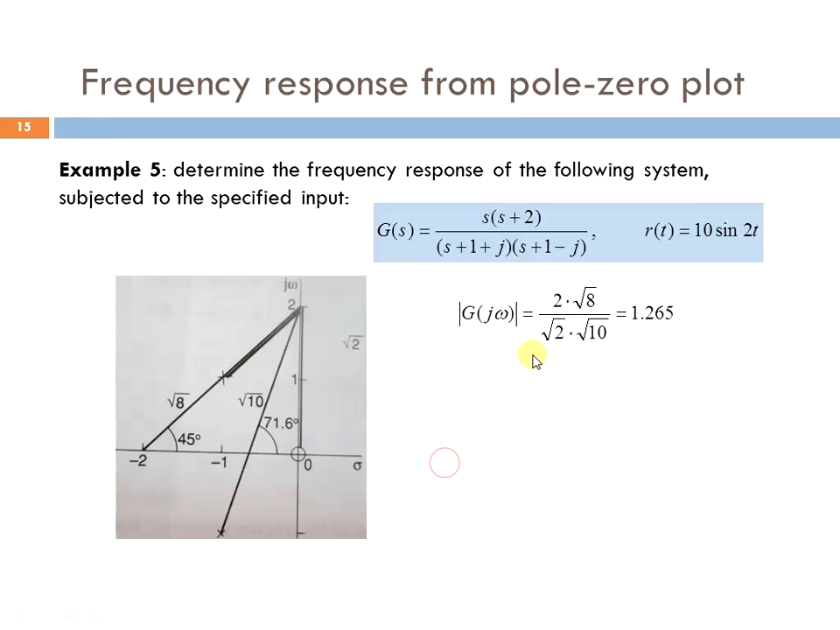From this, we can determine the magnitude to be the ratio of the magnitudes of the zeros divided by the magnitudes of the pole lines, and we get the value 1.265. Similarly, we sum up the zero angles and subtract from it the sum of the pole angles, and we get the value 18.435 degrees.